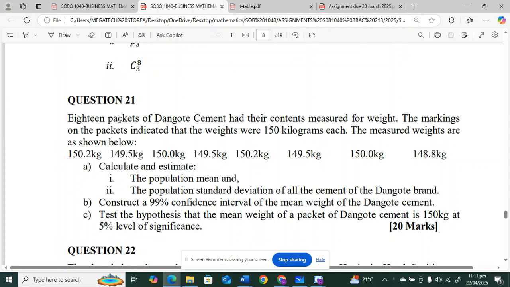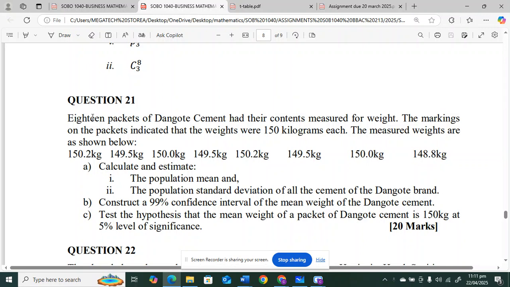Okay, 18 packets of cement had their contents measured for weight. The markings on the packets indicated that the weights are 50 kilograms each. The measured weights are shown below. So colleagues, remember these companies that package goods, they will tell you 50 kg or 10 kg, but when you go home and measure, you find there are discrepancies.